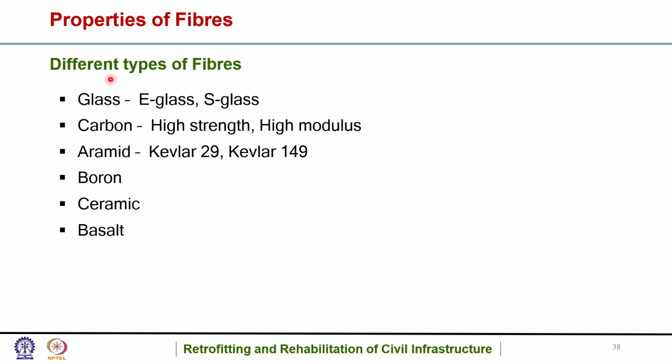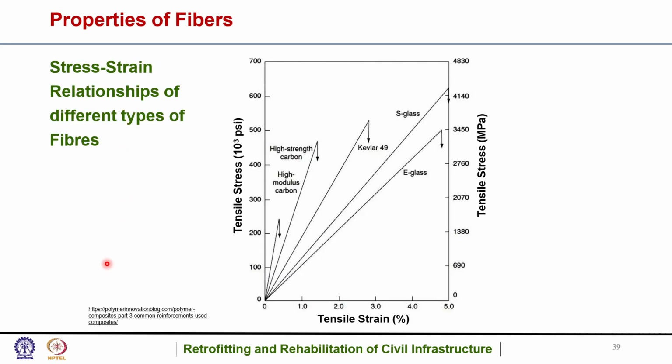start. As we studied, there were different types of fibers. It can be glass, carbon, aramid, boron, ceramic, and basalt. Here we see the stress strain relationships of different types of fibers. This high strength carbon is very high. This is high strength carbon. This is high modulus carbon. This is Kevlar. This is S glass. This is E glass. This has a very high elastic modulus, that's why it is high modulus carbon.